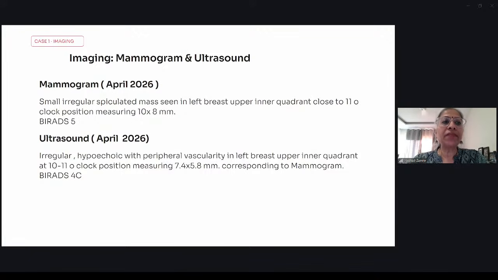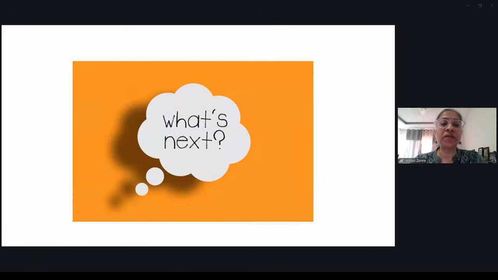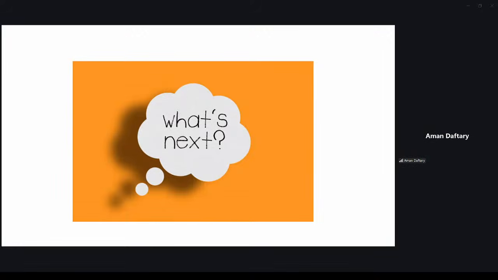But in case there are very tiny areas of microcalcification which might have been missed previously, and if the present mammogram shows that there is an increase in the area covered by microcalcification, then that is very, very important. Dr. Aman ma'am, would you like to add anything to what we have been discussing?